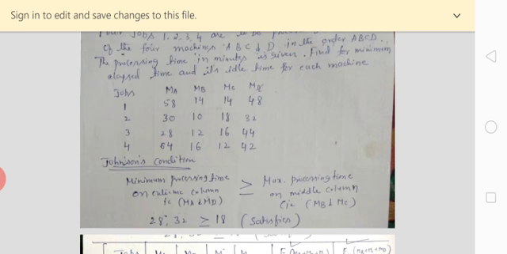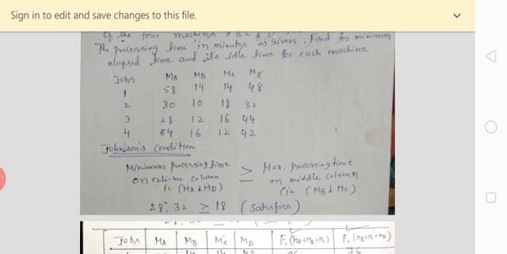Here we need to take up the same thing again: the first and last machines. The minimum processing time we need to pick up should be greater than or equal to the maximum processing time of the middle columns, nothing but the middle machines. Here the middle machines are machine B and machine C. If it is satisfied, we will go on to convert the 4 machines into 2 machines.